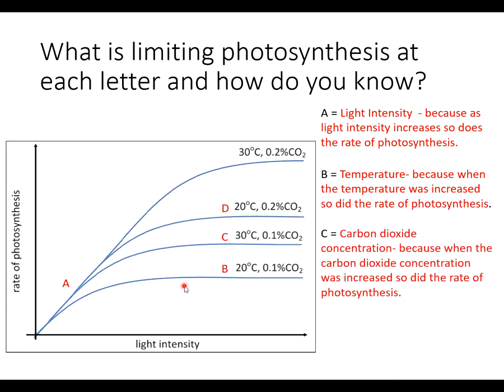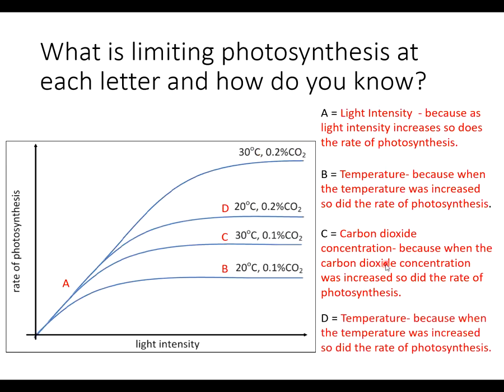So at C, it's carbon dioxide that's limiting the rate of photosynthesis. And at D, we've got that higher carbon dioxide concentration, but we've also got a higher temperature going on up here. So at D, it must be our temperature that is limiting the rate of photosynthesis.